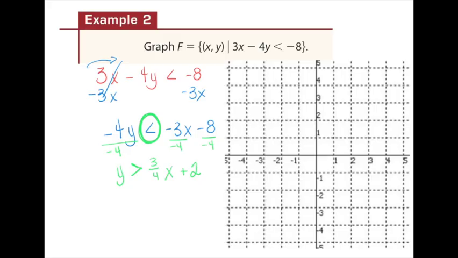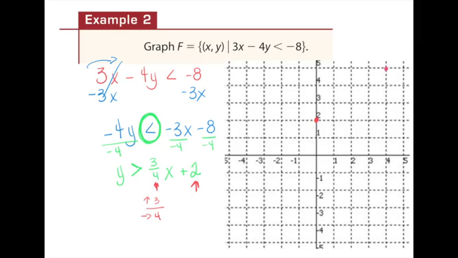To graph in slope-intercept, you start right here at your y-intercept. So what is my y-intercept? 2. Yep, 0, 2, right there. My slope is 3 over 4. It is a positive slope, which means I am going to go up 3 and right 4 from this point. So I'm going to start here, and go up 1, 2, 3, and right 1, 2, 3, 4. And so I am going to go over here to the point 4, 5.